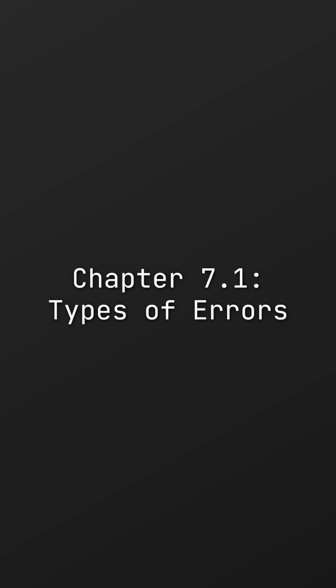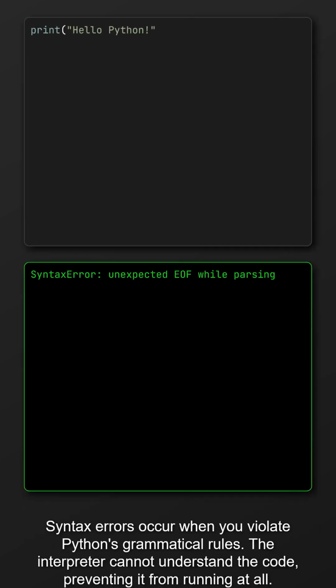Types of errors. As you code, you'll encounter three main types of errors. First, syntax errors occur when you violate Python's grammatical rules, like forgetting a parenthesis. The interpreter cannot understand the code, preventing it from running at all.